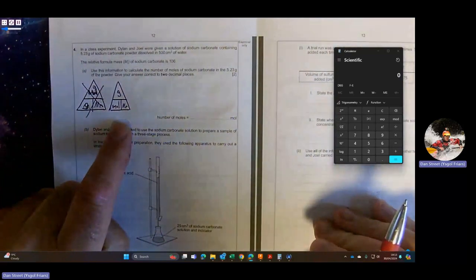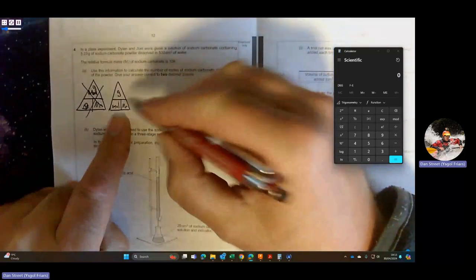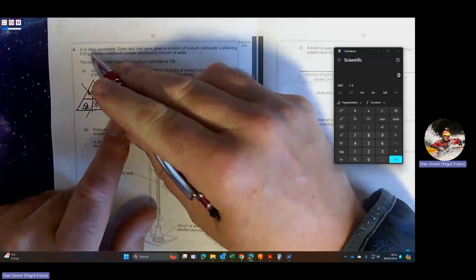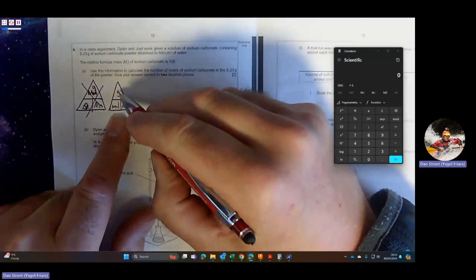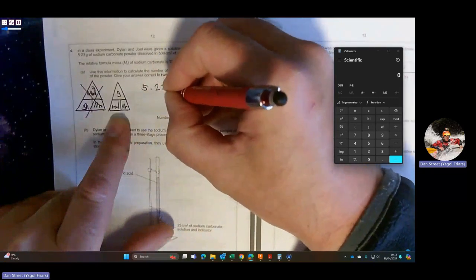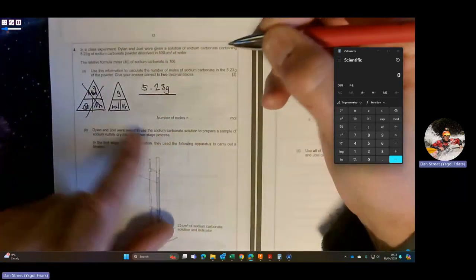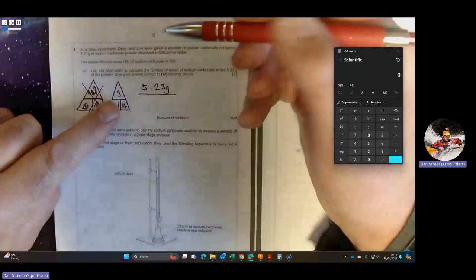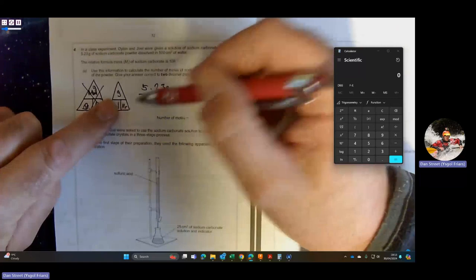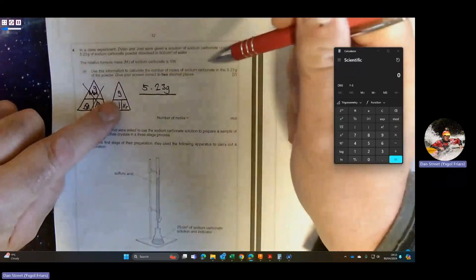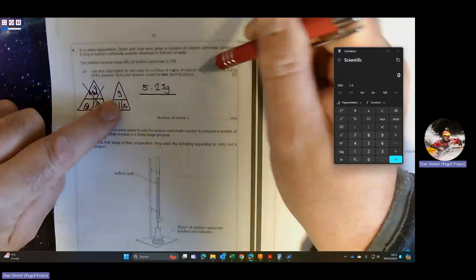So with that in mind, we can use the values given to us in the question. We're told that there's 5.23 grams of sodium carbonate, so that would be the grams. Then divide that by the MR. The question asks us for the moles, so just make that clear. We want to know the number of moles of sodium carbonate.